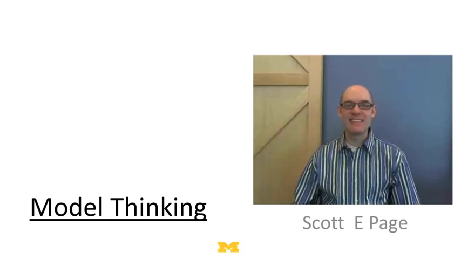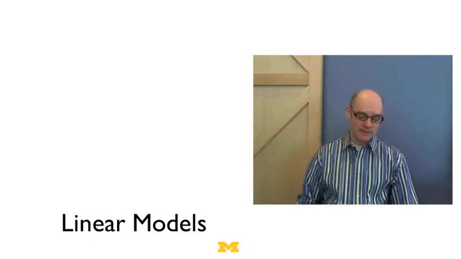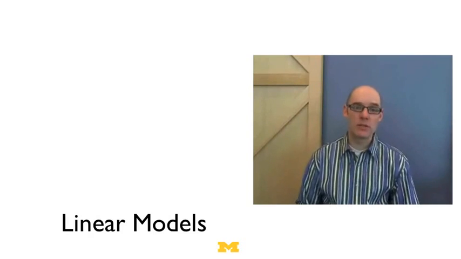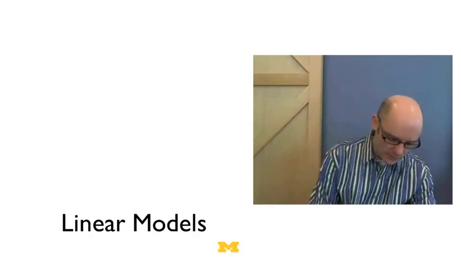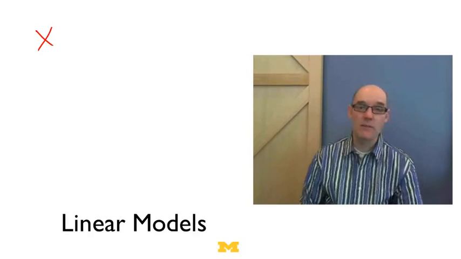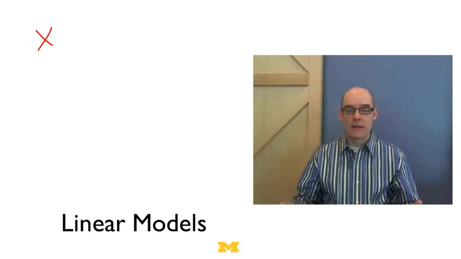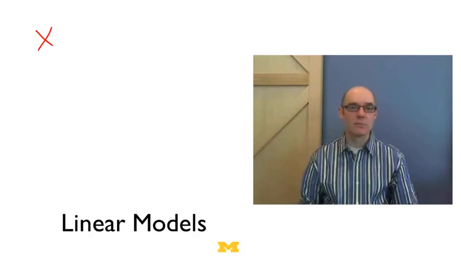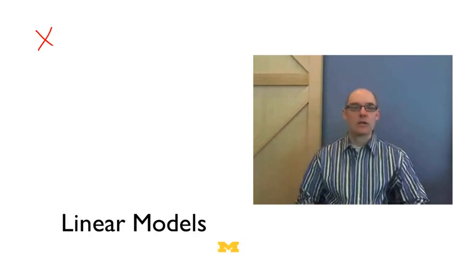Hi. In this lecture, we're going to talk about linear models. Now, in linear models, what you do is you assume that there's some independent variable, x. And this is some variable that could be anything. It could be hours spent exercising. It could be money spent on advertising. It could be anything you want.